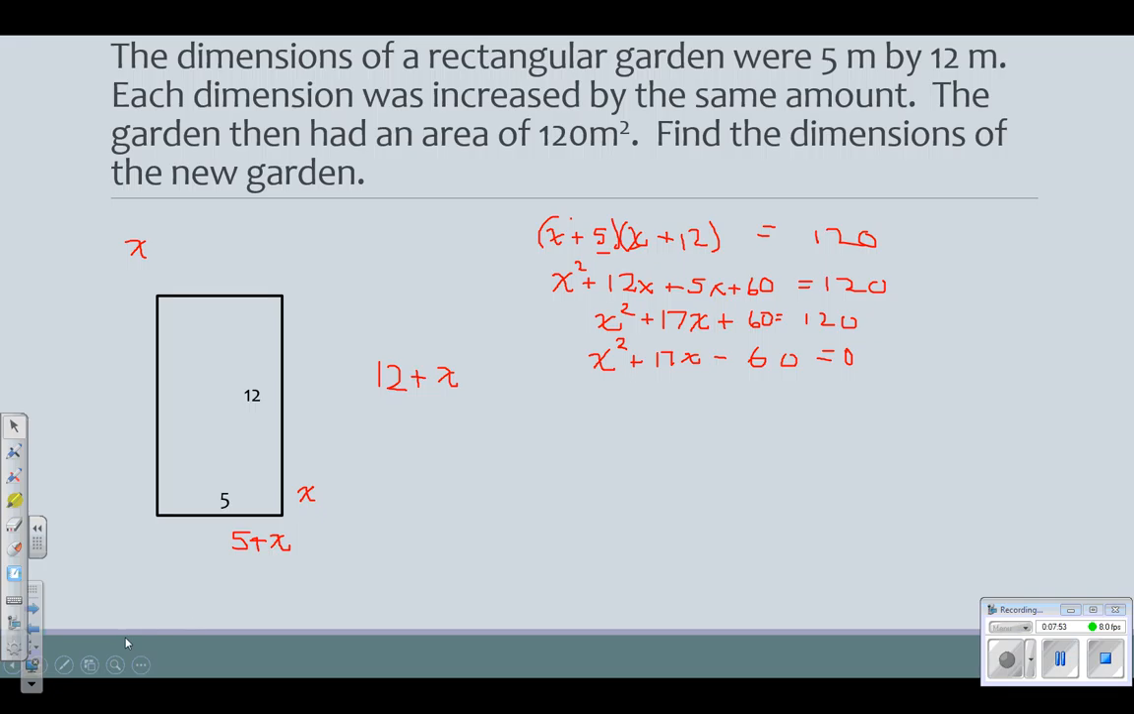So we know that x is 3, or x is negative 20. And again, we don't want a negative number. So the new dimensions of my garden are going to be 5 plus 3, or 8, and 12 plus 3, or 15. So my garden is 8 meters by 15 meters. And again, if you wanted to check, 8 times 15 is 120. Okay. So last example.